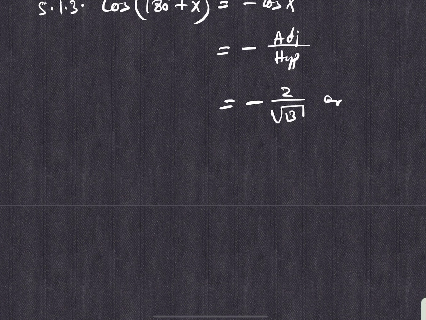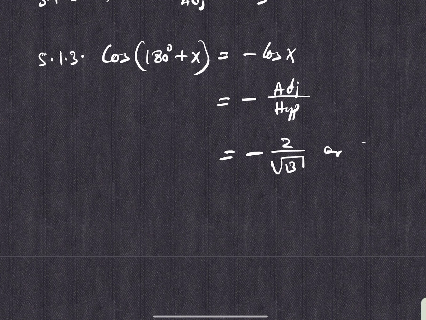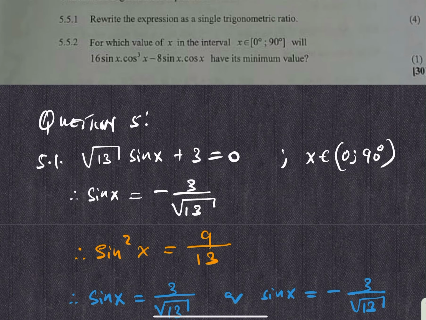You can say, or I'm trying to rationalize that for you. Let me really check that. This is going to be negative 2 square root of 13 over 13, which is basically the same thing. This is how far you can go with the first 3 questions.